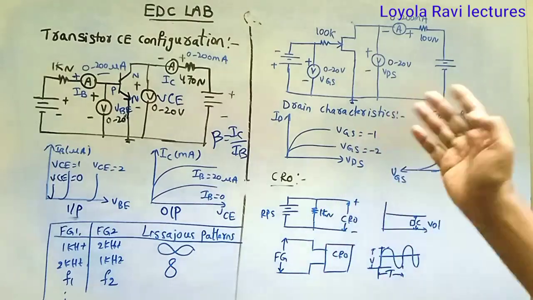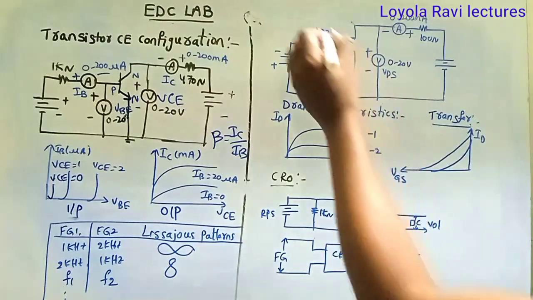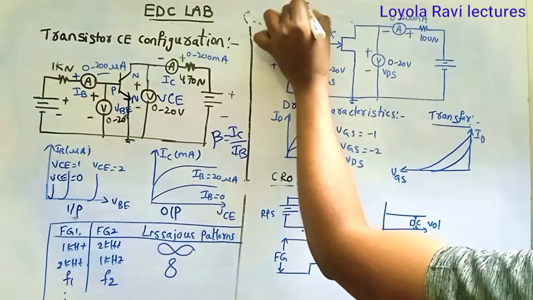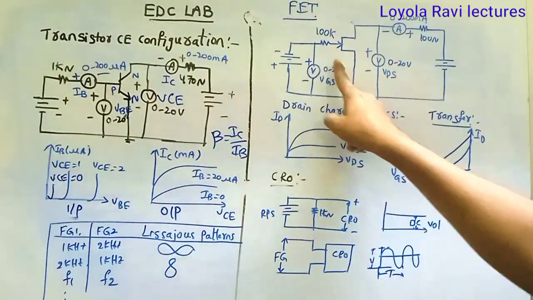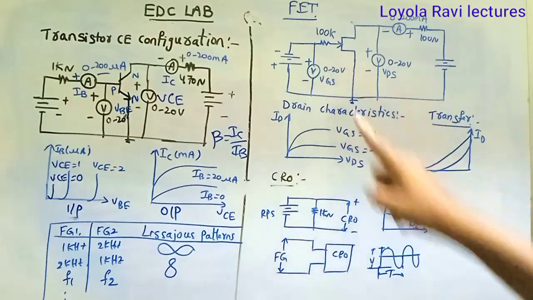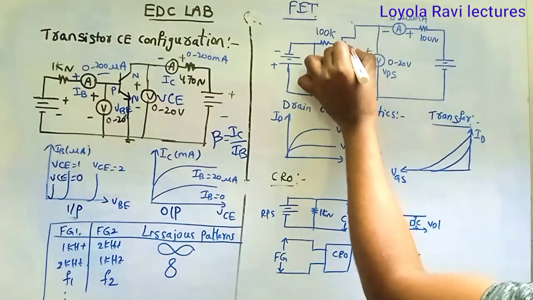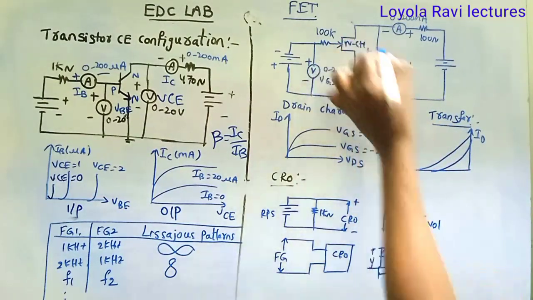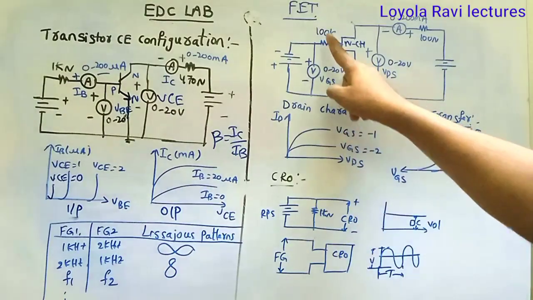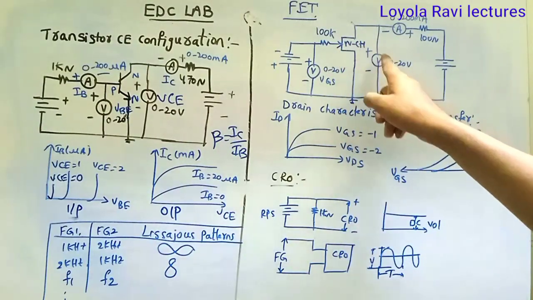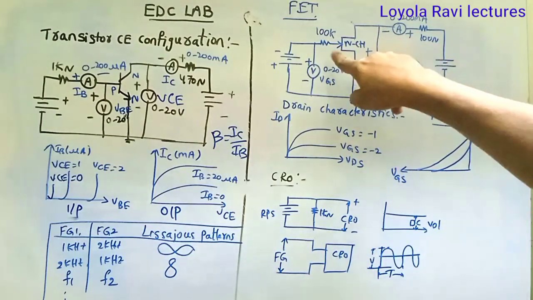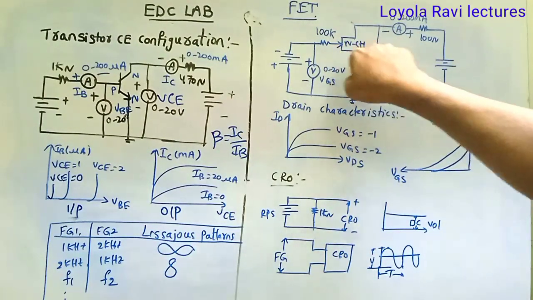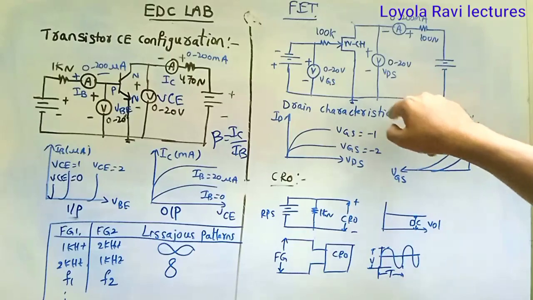Then come to the next one, FET characteristics. This is the circuit. Here we are using an N-channel JFET. That is why the arrow is pointing towards the inside of the transistor, towards the source and drain.